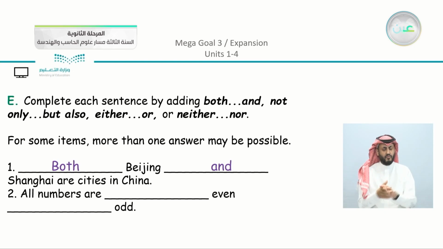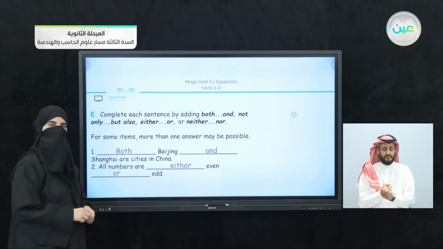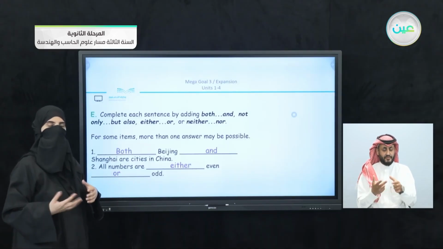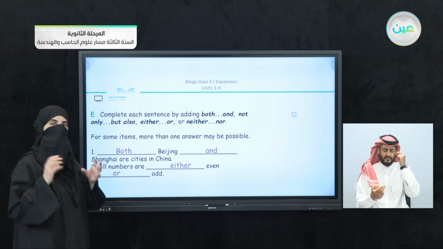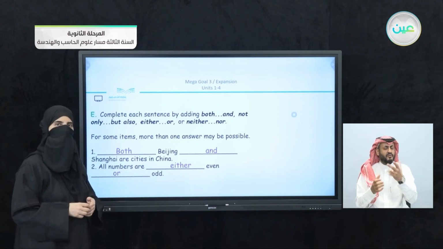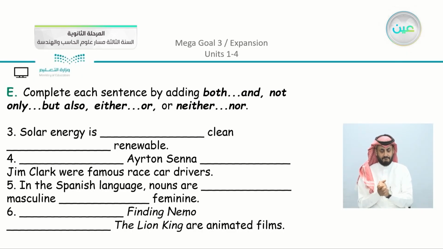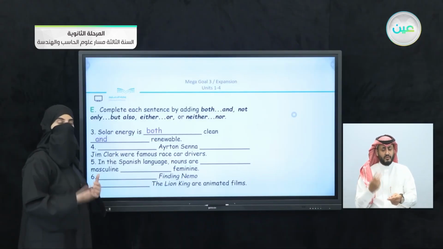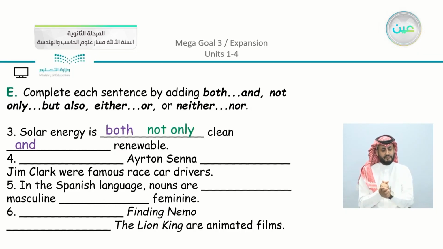All numbers blank even, blank odd. So what do you think we have here? All numbers are either even or odd. Now here, if you apply one part, the second part would be easy to apply with it. So you have to just focus on what the meaning exactly is in the sentence. Continuing, we have: solar energy is clean, renewable. So we can say solar energy is both clean and renewable. Or you can use another structure and say that solar energy is not only clean, but also renewable.